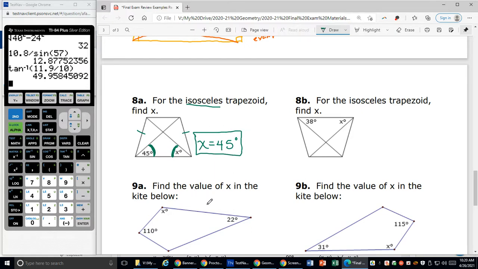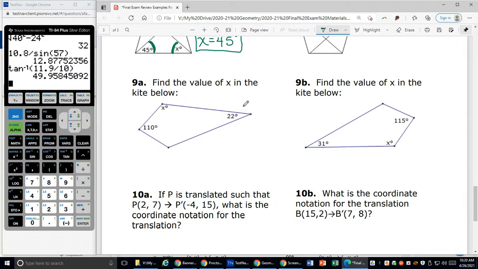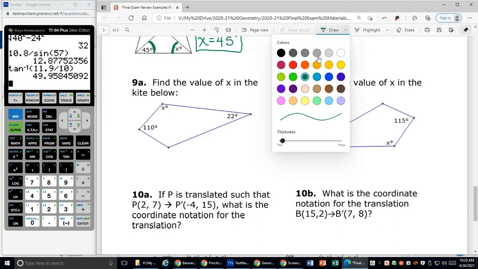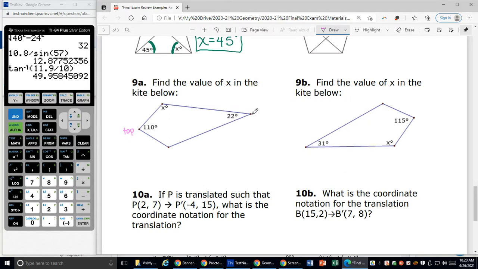Okay, let's look at 9a. Find the value of x in the kite below. Now, my kite is a quadrilateral, which means all the angles add up to 360 because it has 4 sides. And my tip and tail angles in a kite are not going to be the same as each other. They're always going to be different, but your side-to-side angles are always equal. So if this angle is x, then this angle down here is x.